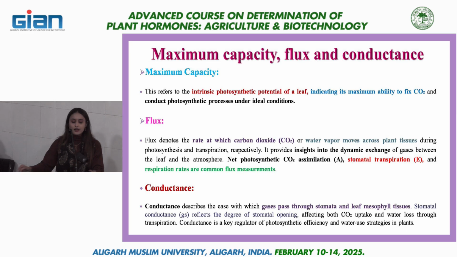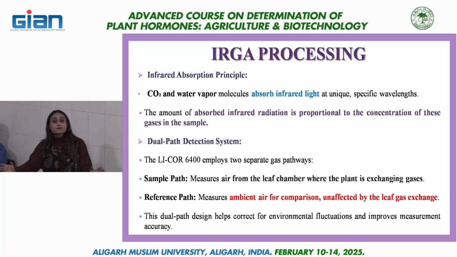So, what is the procedure or processing of IRGA? Basically, it has various components. So, firstly, it has the infrared absorption principle. So what is the infrared absorption principle? It is that carbon dioxide and water vapor molecules absorb infrared light in a unique, specific wavelength.